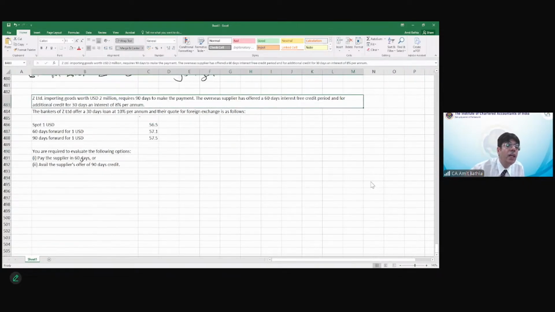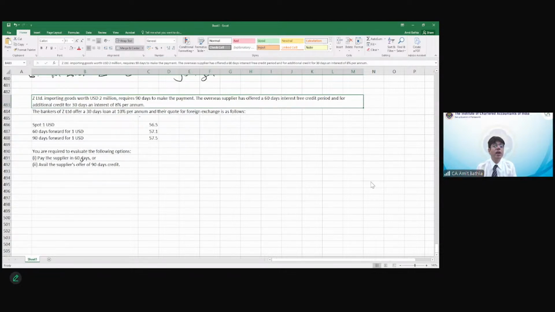All right. So Z Limited importing goods worth USD 2 million requires 90 days to make the payment. The overseas supplier has offered a 60 days interest-free credit period and for additional credit for 30 days, an interest of 8% per annum. The bankers of Z Limited offer a 30 days loan at 10% per annum and their quote for foreign exchange is as follows. Spot 1 USD is 56.5. 60 days forward for 1 USD is 57.1 and 90 days forward for 1 USD is 57.5.